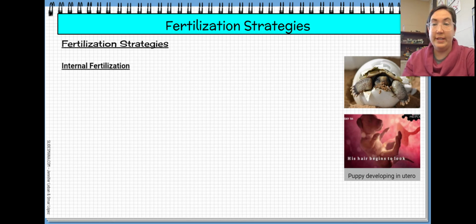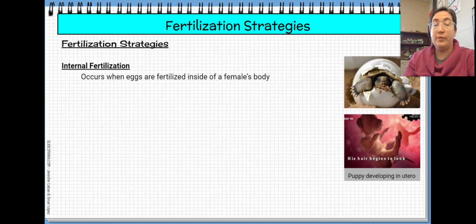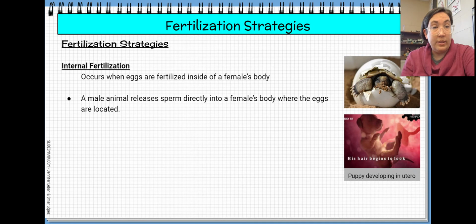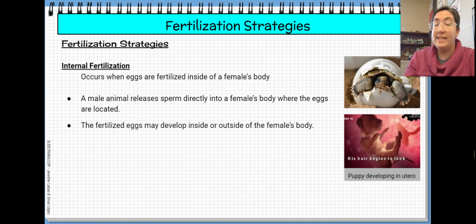Another fertilization strategy is internal fertilization. This occurs when eggs are fertilized inside the female's body. A male animal releases sperm directly into a female's body where the eggs are located. Fertilized eggs may develop inside or outside of the female's body. So even if they're fertilized inside the female's body, the eggs can develop inside or outside of the female's body, depending on what species it is.